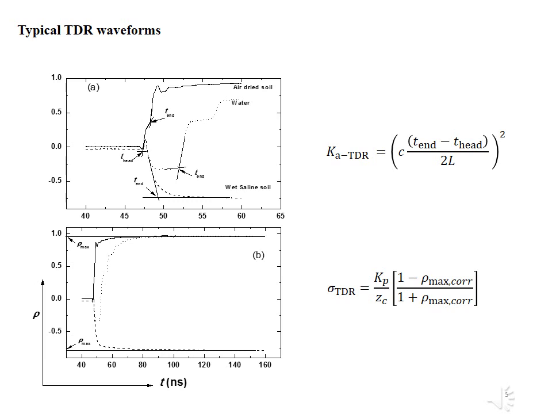It basically deals with the determination of travel time, which is the difference between the time of reflection at the head of the probe, designated as T_head, and the time of reflection at the end of the probe, designated as T_end. Here you can see that the time at which the reflection occurs from the head of the probe is constant, but the time at which the reflection occurs at the end of the probe varies for different media in which the TDR probe is inserted.